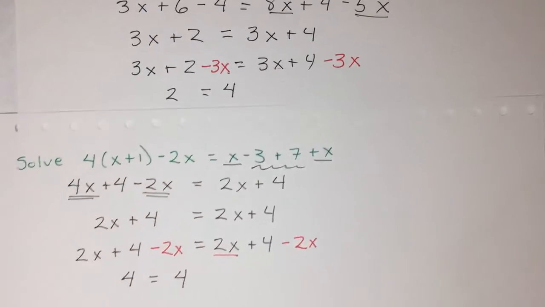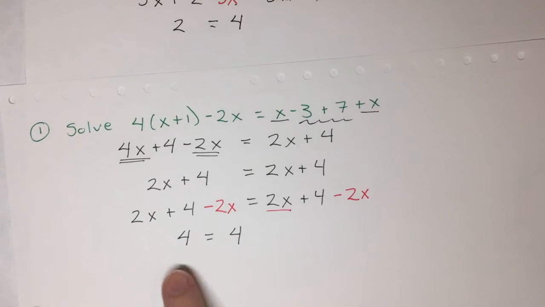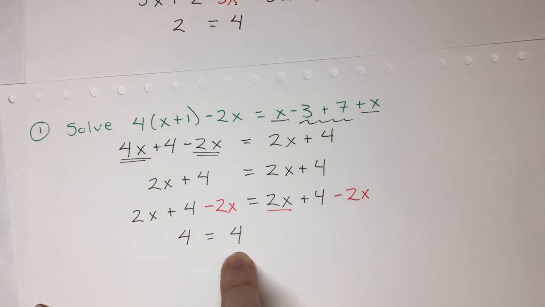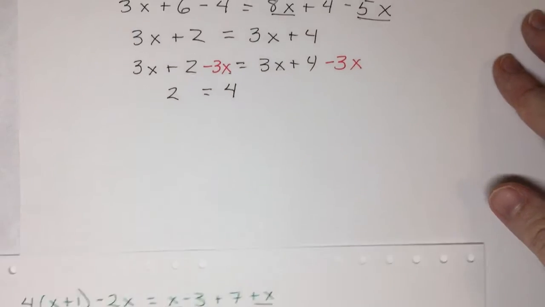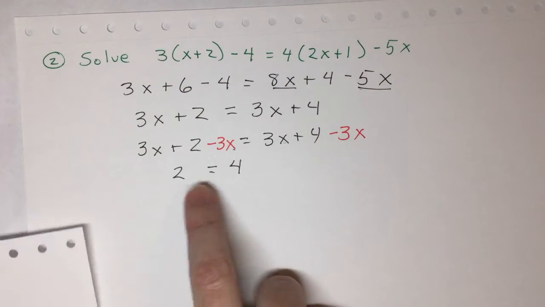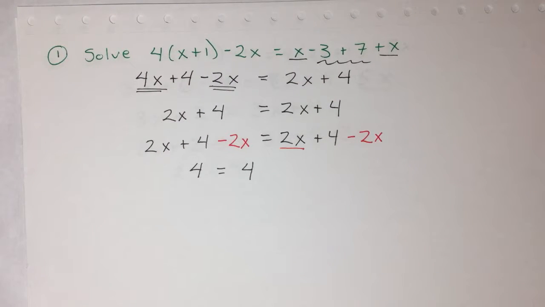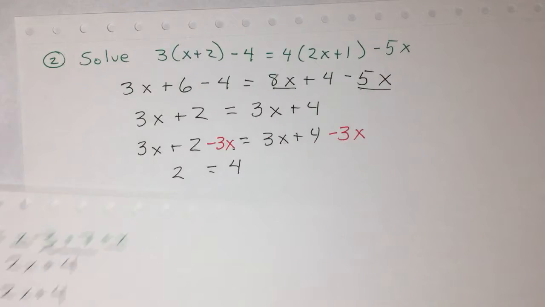So, my first problem, I ended up without a variable and a true statement, 4 equals 4. Second problem, I ended up without a variable and a false statement, 2 equals 4. The key here is to remember what you're doing when you're trying to solve an equation. When you're solving an equation, you're trying to find the number or numbers that make that equation true if you substitute it back into the original.